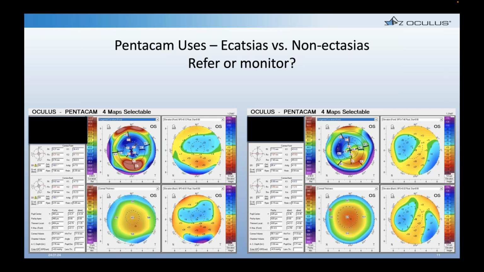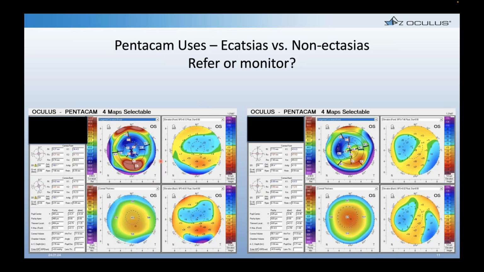Just another great example. These are two different patients of mine who both were quote unquote diagnosed with post-LASIK ectasia, and both were referred for contact lenses, but meanwhile they were managed in other practices as well. The consideration, of course, being, do we cross-link, do we treat, and so on and so forth.